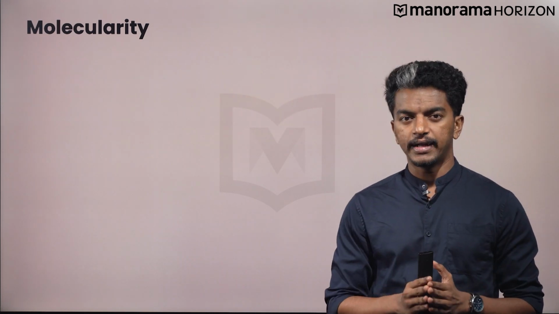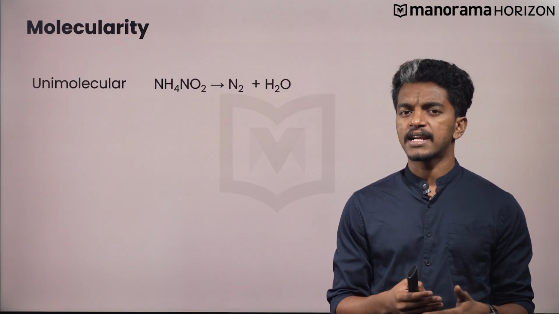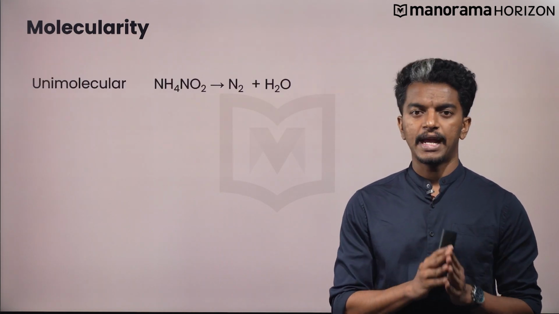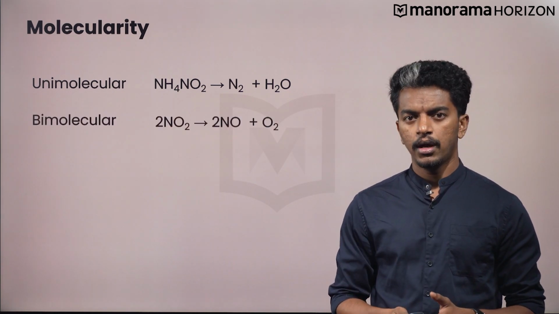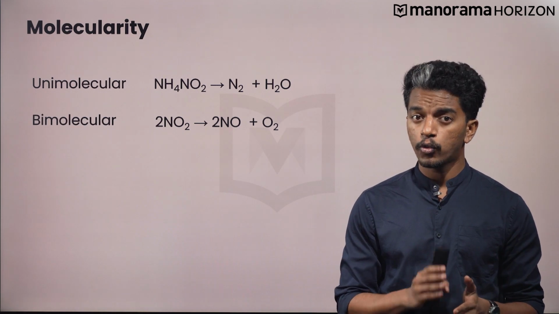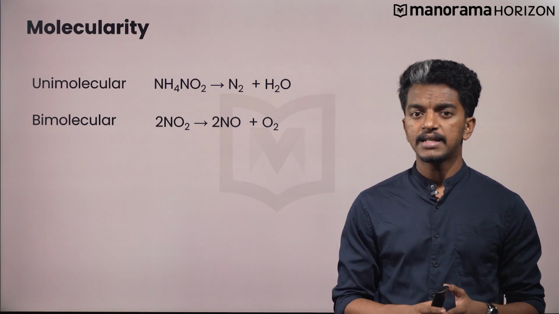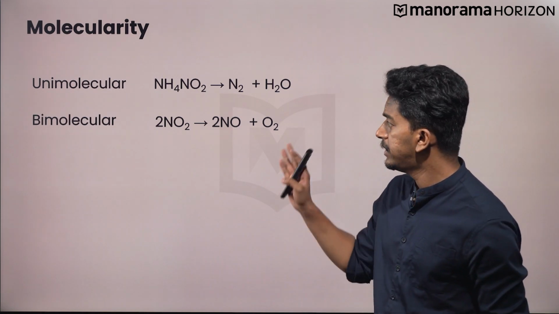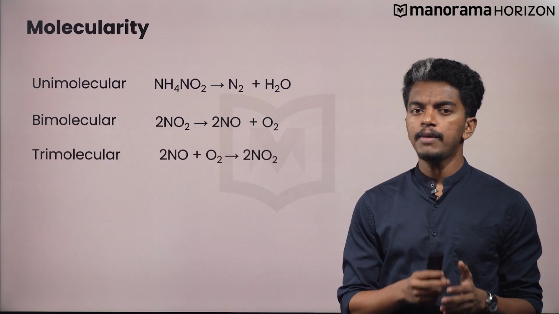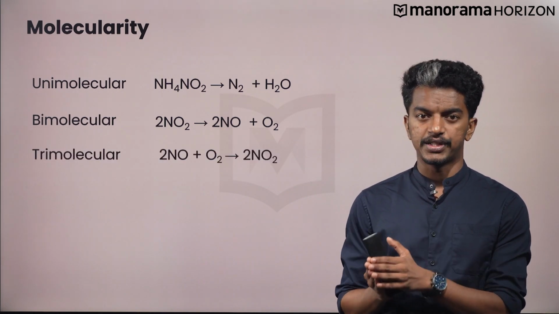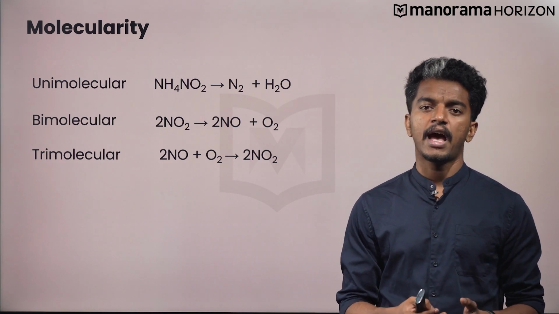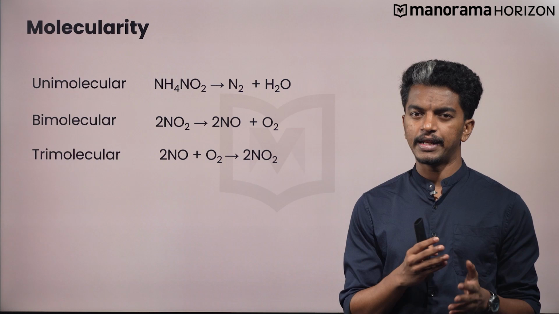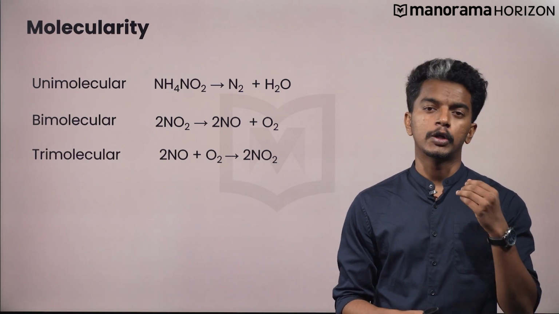Based on the molecularity, reactions can be of different types. Unimolecular reaction involves only one reacting species, for example, decomposition of ammonium nitrate. Bimolecular reactions involve collision between two species, as in the case of dissociation of nitrogen dioxide. Trimolecular reactions involve three species, for example, formation of nitrogen dioxide. Reactions having more than 3 molecules are very rare, and this we will discuss in collision theory.